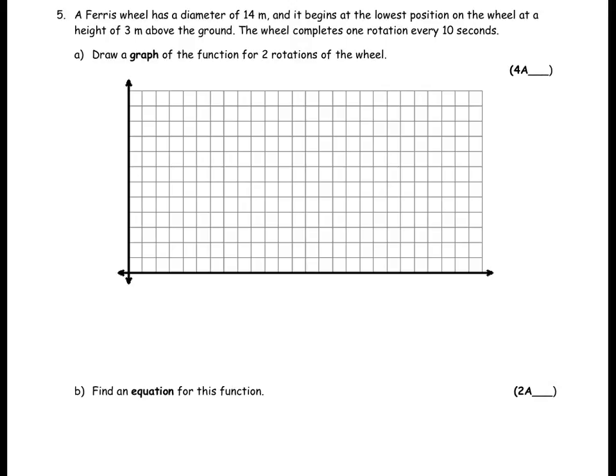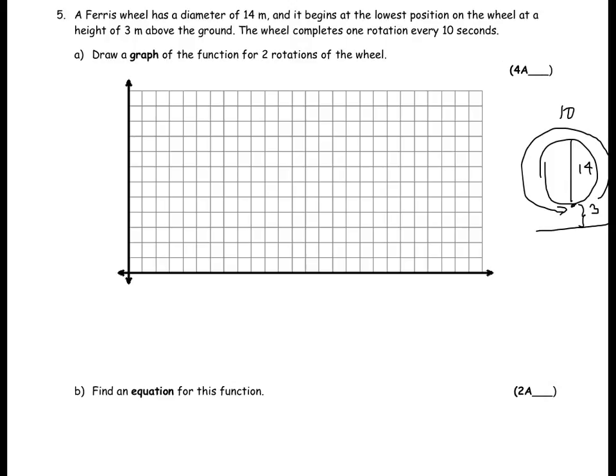The next question says we have a Ferris wheel which has a diameter of 14 meters. So this one is 14 meters. And it begins at the lowest position on the wheel at a height of 3 meters above the ground. So if this is the ground, this distance is 3 meters. The wheel completes one rotation in 10 seconds. Draw a graph of the function for 2 rotations.